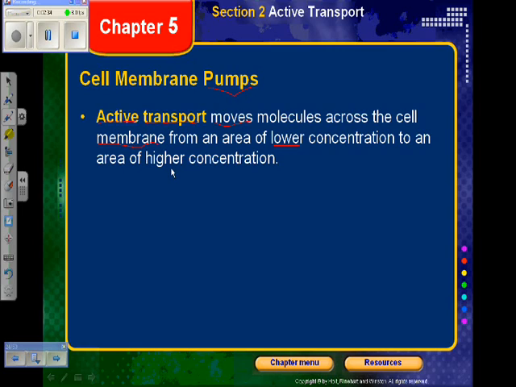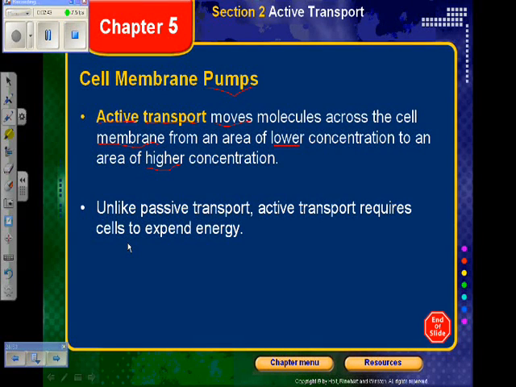So that's the part that requires that it has energy. It takes things from an area of low concentration to an area of high concentration. And because it does that, it's going to require energy. Active transport requires energy. Passive transport does not. Active transport requires energy.